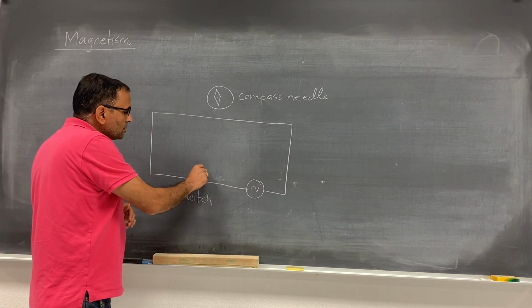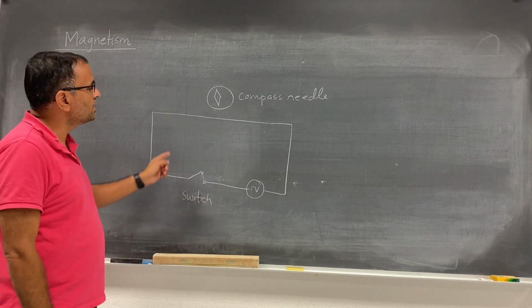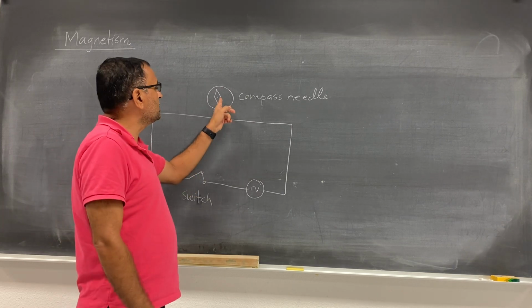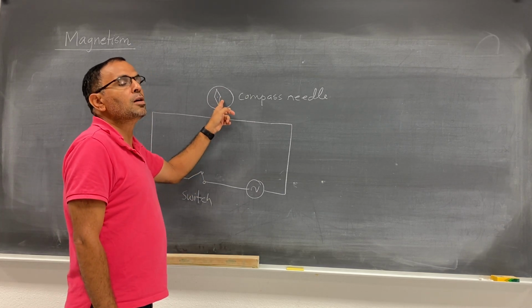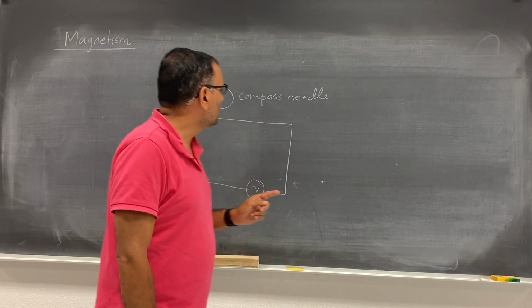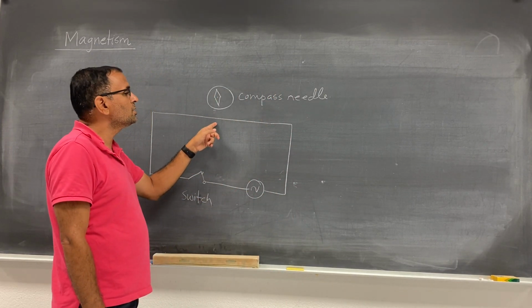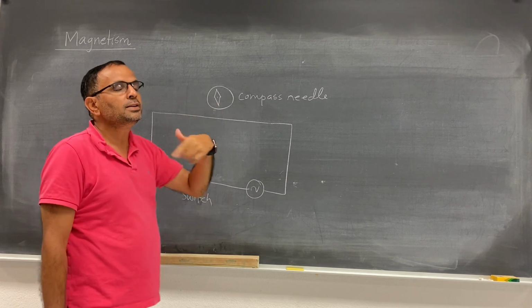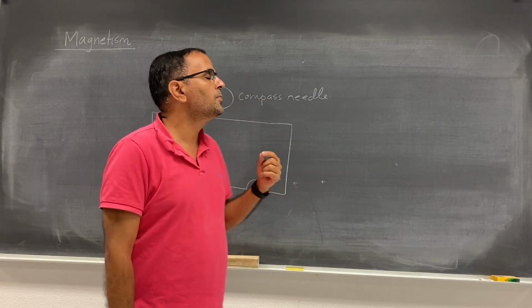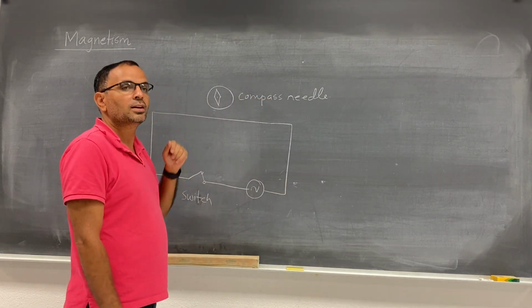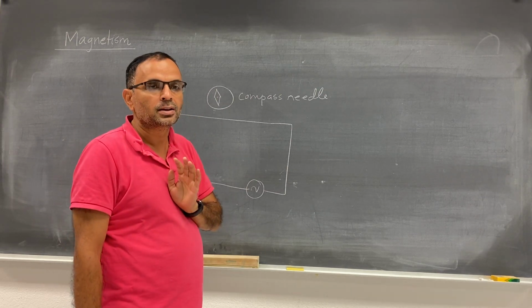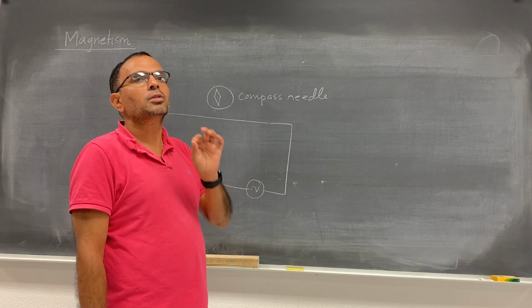Now if you turn on, the circuit is now a closed circuit. So if you turn on, then you will see the deflection in the compass needle. That means when the current is flowing through the circuit, the compass needle deflects. What does that mean? That means a magnetic field develops here, and that is why this compass needle deflects. That means current produces the magnet.